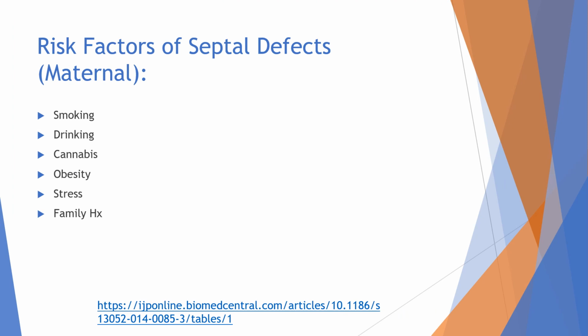Moving on to risk factors for septal defects. If this is not chromosomal or congenital, it can be caused by a maternal factor. And this is a hyperlink to a really nice chart that I found, and it goes into detail about how much smoking can affect and what type of defect in the heart it will cause. So I just pulled the top ones that I saw. So there's smoking, drinking, the use of marijuana, obesity, stress, and family history. So go ahead, check out that link.